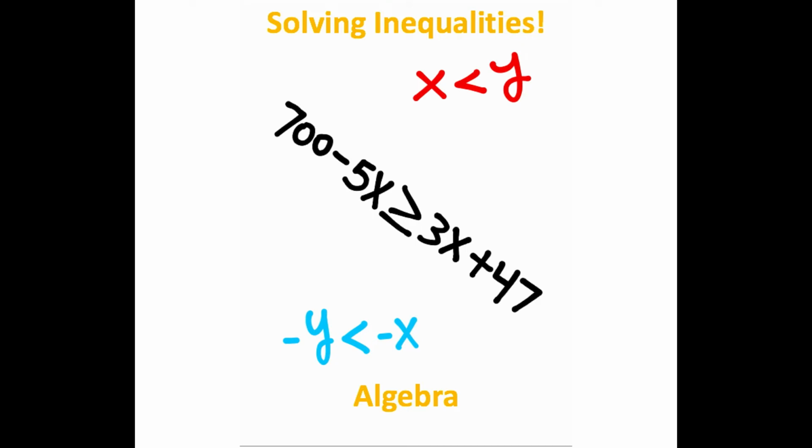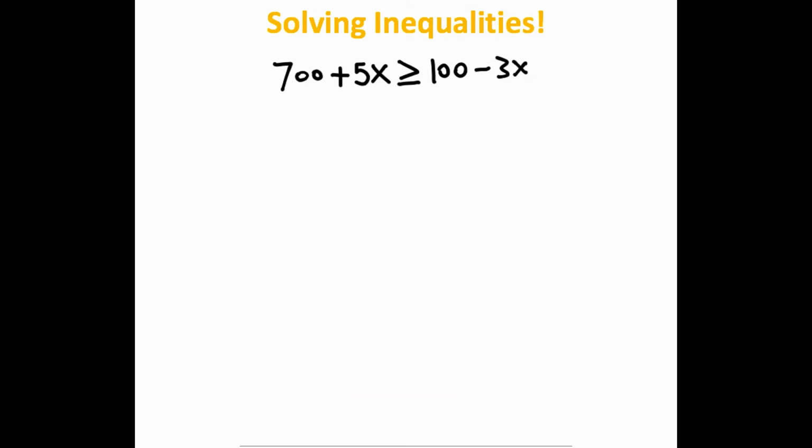So let's talk about solving inequalities. Let's say that I have 700 plus 5x is greater than or equal to 100 minus 3x. Well, what I'm going to start by doing is I'm going to take that minus 3x and put it in parentheses. That just allows me to keep track of where the negative sign is when I'm adding or subtracting numbers.